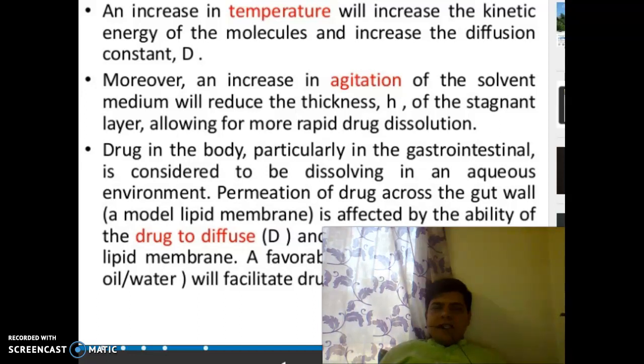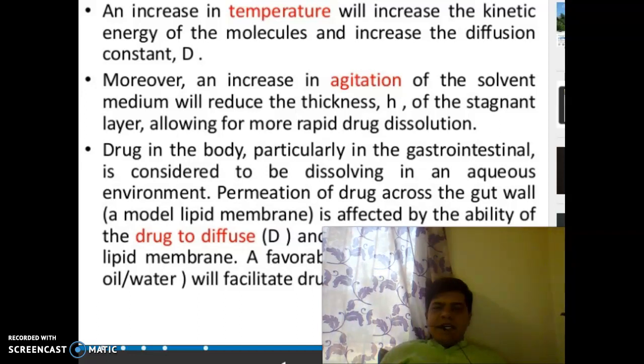Okay, so the drug in the body, particularly in the GI or gastrointestinal tract, is considered to be dissolving in an aqueous environment. So our drug will dissolve in the aqueous environment, so we are providing the aqueous environment in the dissolution test apparatus. So permeation of the drug across the gut wall, that is a model lipid membrane, is affected by the ability of the drug to diffuse, the drug which is going to be diffused, and to partition into the lipid membrane.